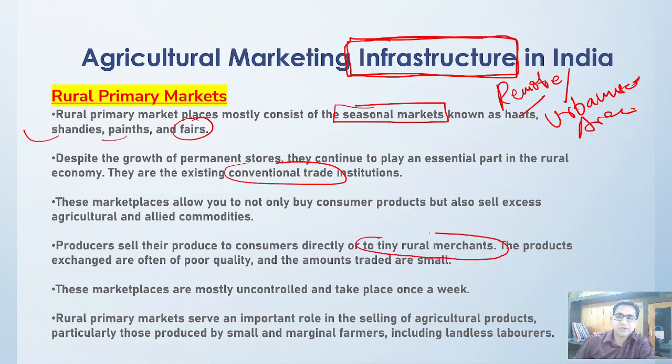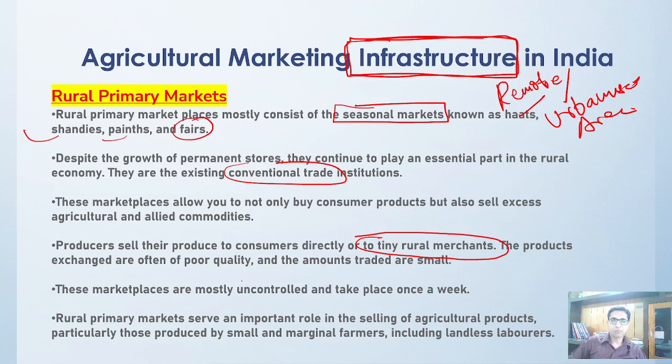Tiny rural merchants will be there, and they will be busy in selling and buying of the products. Normally since this is the rural primary market, which is the remotest part of the marketing, the product can be of good quality, but normally their products are not that good quality. But if you go there and buy something, you may start bargaining on their products. Normally the trade value and the trade of commodity is very small over there.